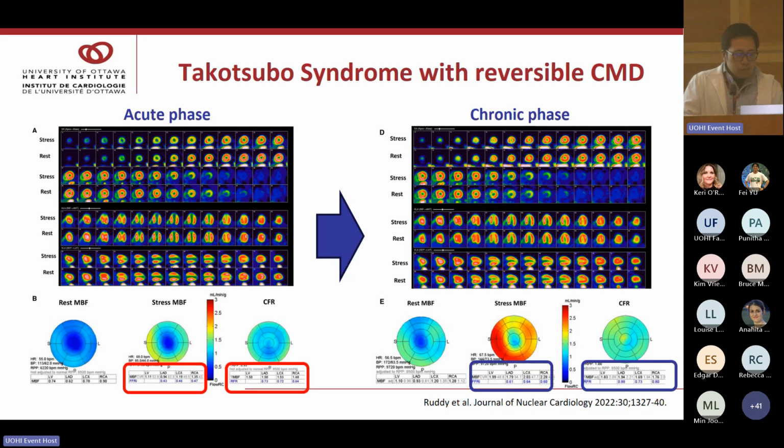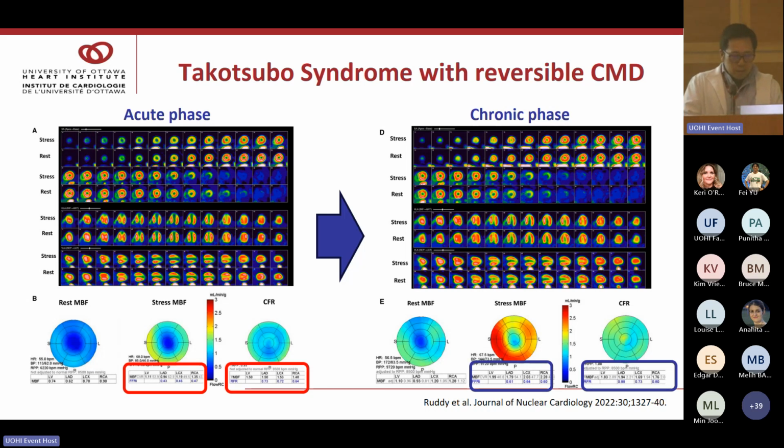Here is an example of reversible CMD in Takotsubo syndrome. So this patient had a typical apical ballooning wall motion abnormality in the setting of acute chest pain. So coronaries were normal, and the LV gram was consistent with Takotsubo cardiomyopathy. And PET in the acute phase showed a reduction in stress flow and flow reserve, as you can see on the left panel.